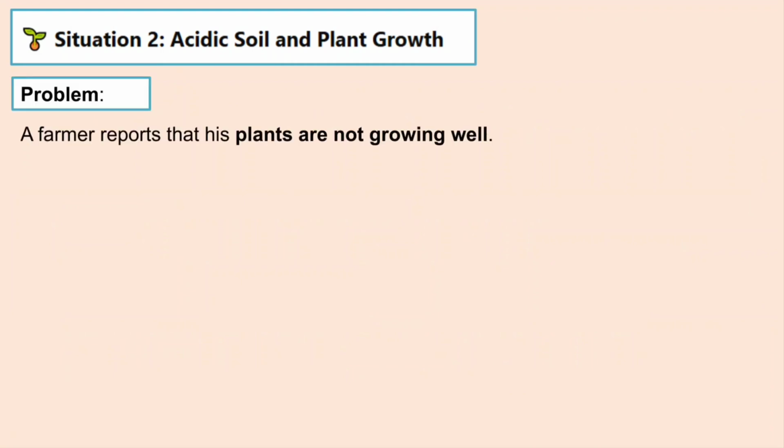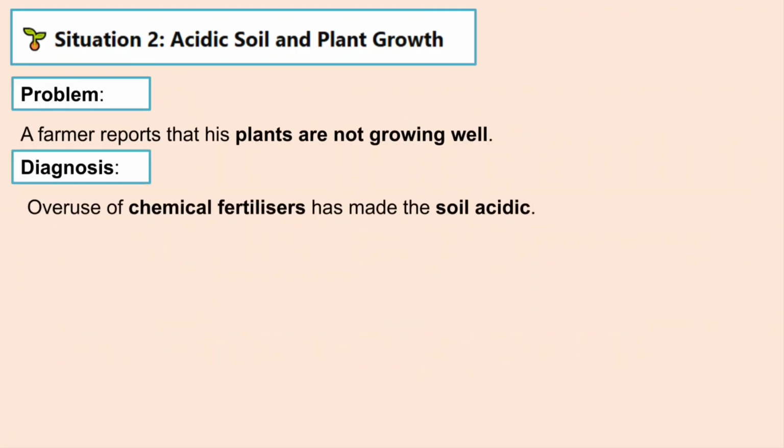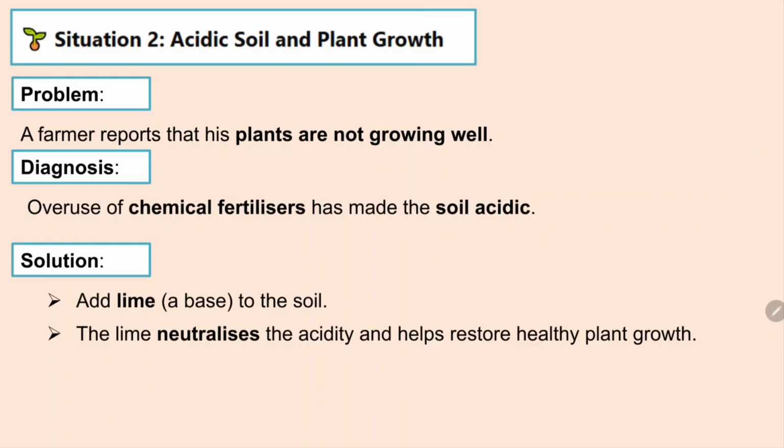And what was situation 2? The problem was that a farmer reports his plants are not growing well in the garden site, isn't it? And what was the diagnosis? Overuse of chemical fertilizer has made the soil acidic. So what was he suggested to do? The solution: add lime, that is a base, to the soil, and the lime neutralizes the acidity and helps restore healthy plant growth.